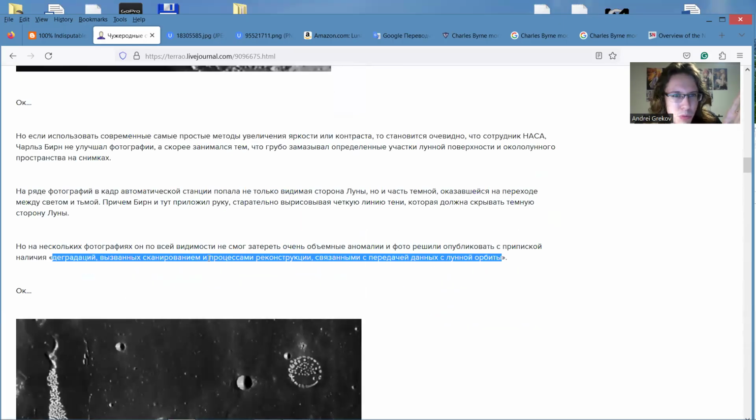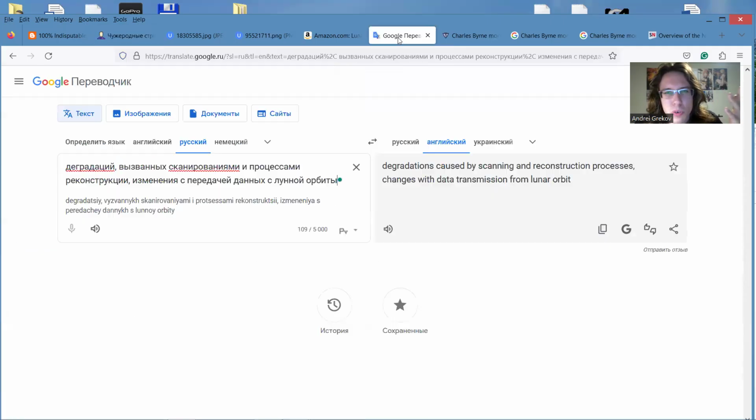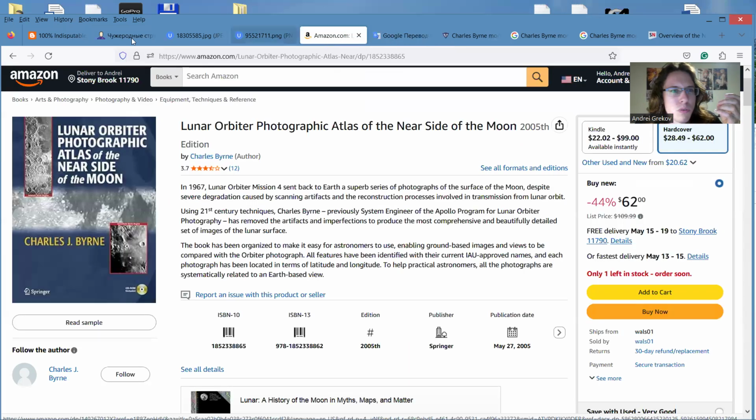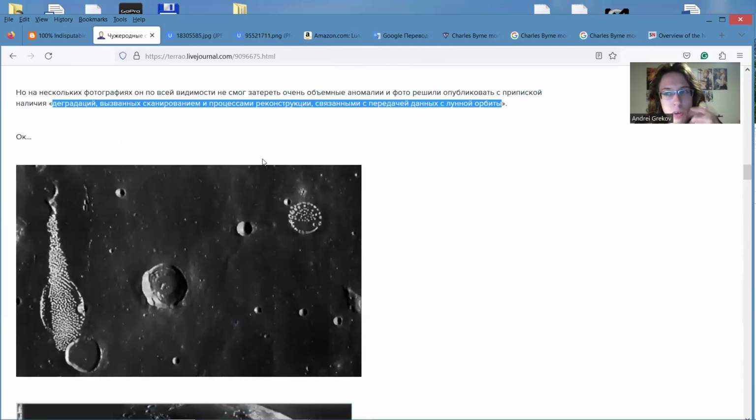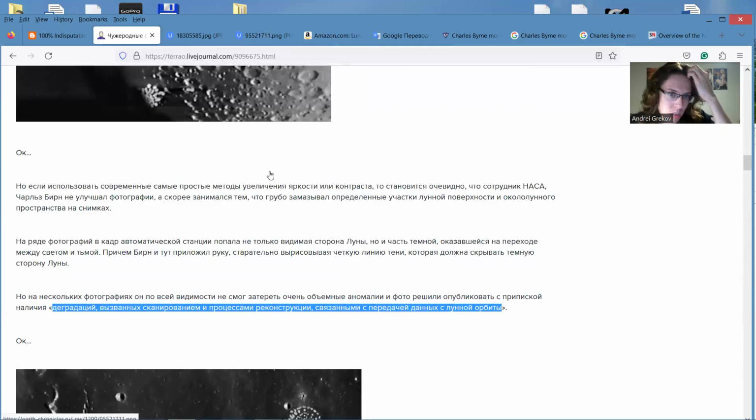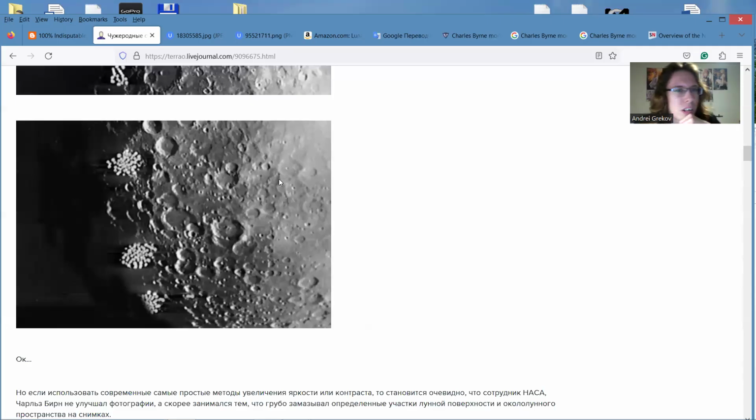But he also noticed the official debunking of this whole story, which is given in the book. Basically, the translation is that those things are supposedly degradations caused by scanning and reconstruction processes, changes with data transmission from lunar orbit. That's the comment which was added in the book. That's how the author of the book explained them. Well, I don't know whether it's anyhow convincing.